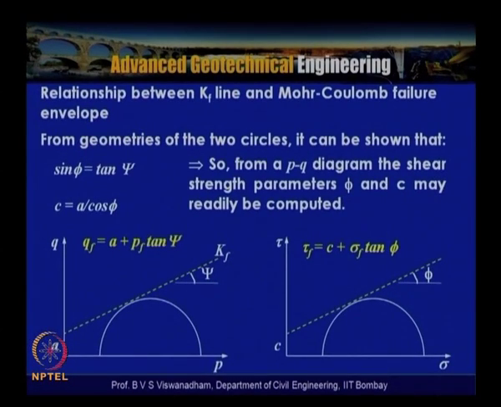So from there also we can determine the parameters phi and c by equating c with A by cos phi, this intercept, and then sin phi is equal to tan psi. So sin phi is equal to tan psi. So with that we can get phi from this relationship. So once you know this, the relationship between the Kf line and the Mohr-Coulomb failure envelope can be obtained.